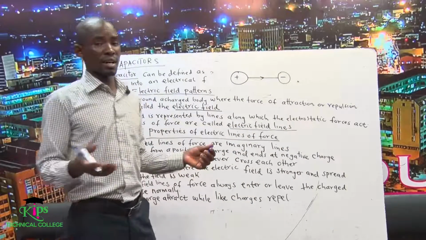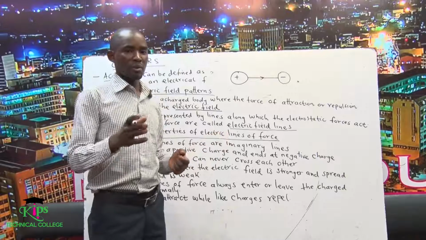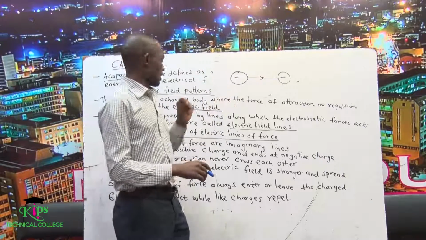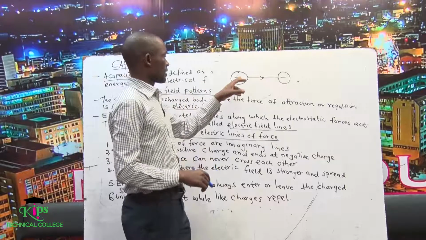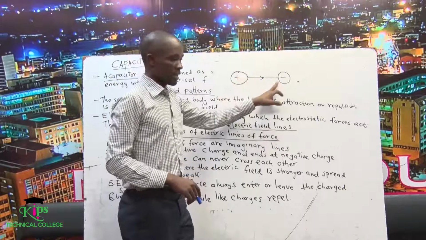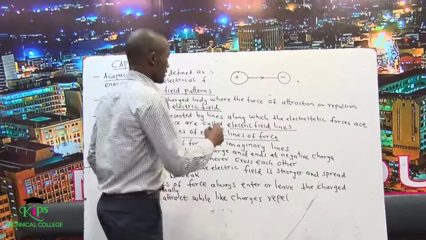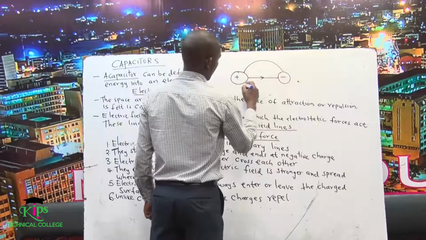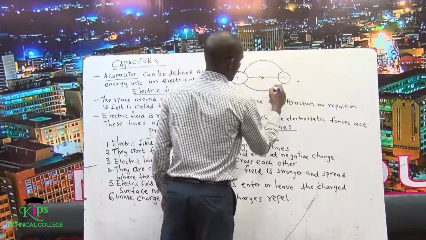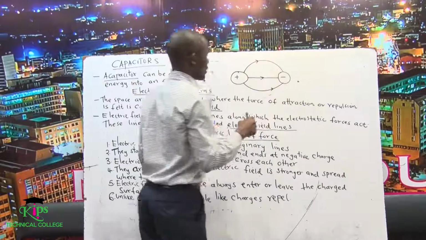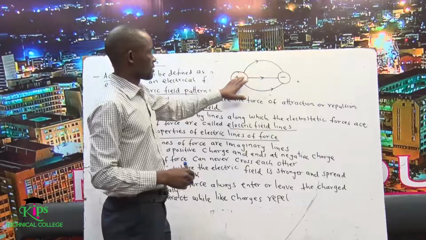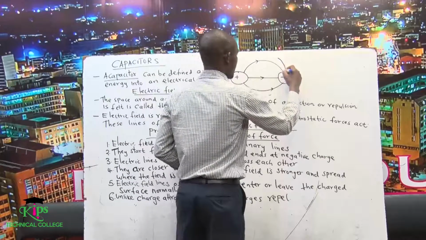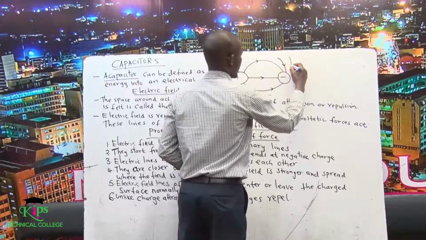Just like we talk about current, which begins from a positive terminal to a negative terminal, the same case, the electric lines of force begin from a positive charge to the negative charge. And that is why you will have something like this, because the lines begin from the positive charge and end at the negative. So basically at the negative charge, the lines of force are entering.